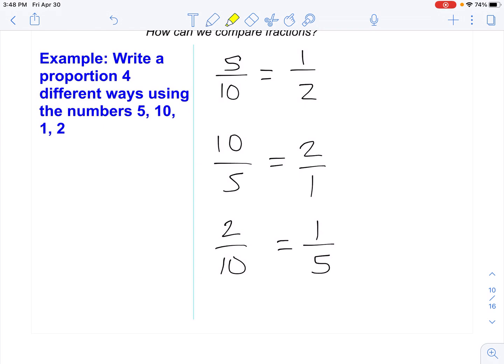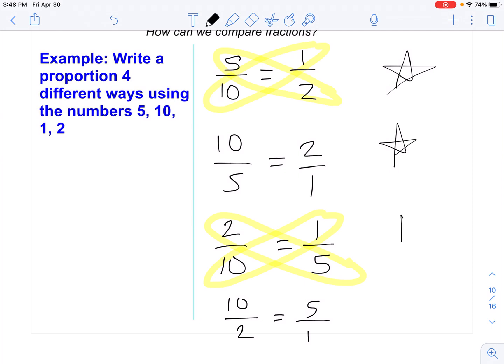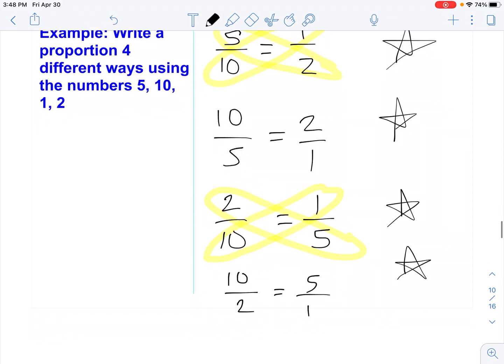Notice that the cross product here would be 1 times 10 equals 5 times 2. And the fourth way to write this is the reciprocal, 10 over 2 is equal to 5 over 1. So it doesn't really matter what way you set up the proportion, because you can see here there are 4 correct ways to set it up. All of these are correct.